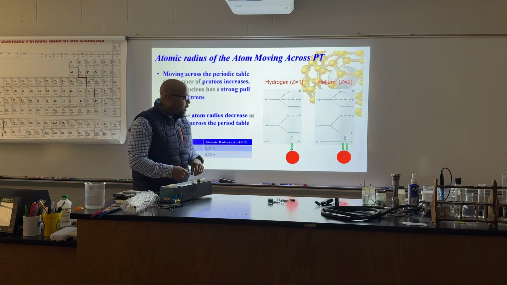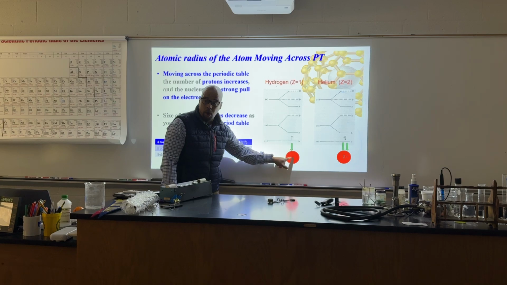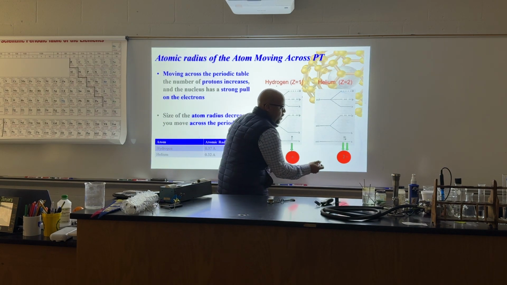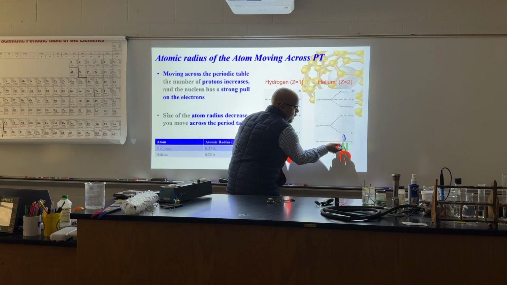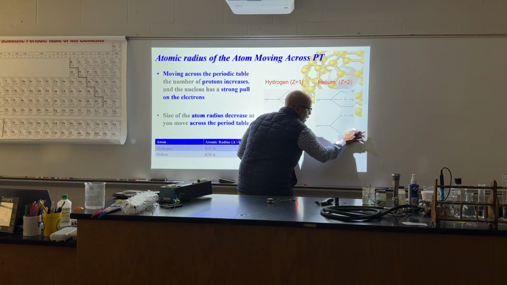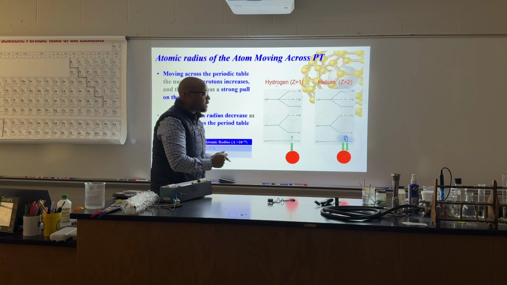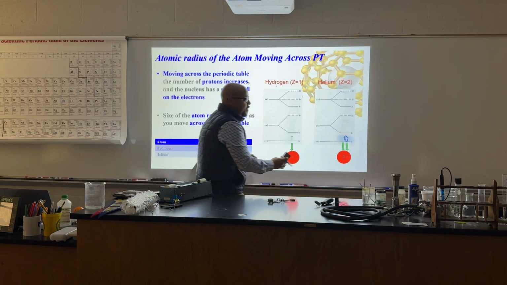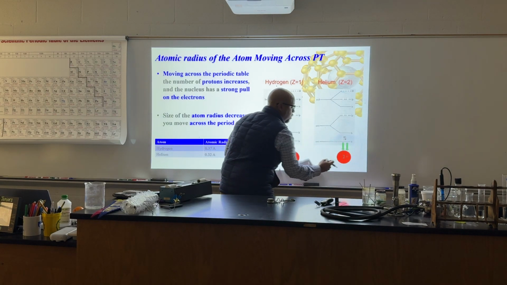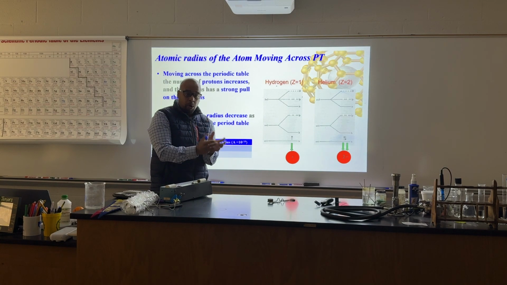So when I look at hydrogen, its valence electron is being pulled in with the force of one proton. But when I go over to helium, this electron right here is being pulled in with the force of two protons. This electron is also experiencing the force of two protons pulling toward the nucleus of the atom. And one thing I know is that if more protons are pulling those electrons in closer, the size of the atom is going to get smaller.